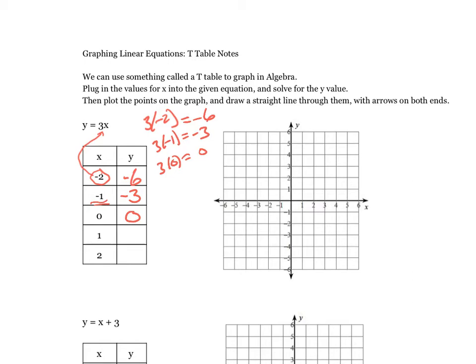From negative 6 to negative 3 is adding 3. From negative 3 to 0 is adding 3. Plug in a 1. I get a 3. If you'll notice, we're adding 3 every time. So this one will become 6. And you can plug in the 2 if you want.